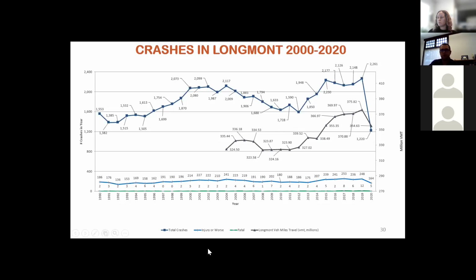The good thing you'll see is on the bottom 2 lines there that both the injury or worse and the fatal crashes were down over years prior. So definitely a good trend there. And we did get all those reports, just ones that didn't have injuries or DUI we didn't get.